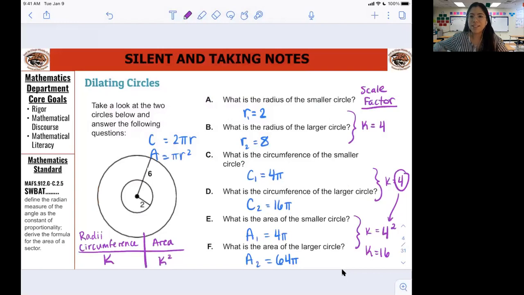So anyways, that's always a fun unit. All right, any questions on this page though? So radii and circumference, they get the same scale factor, but for area, you have to remember to square the scale factor.